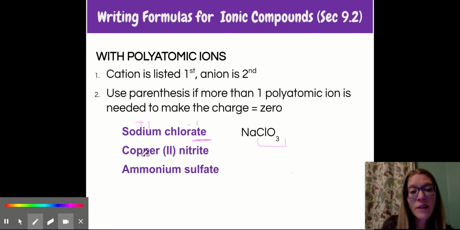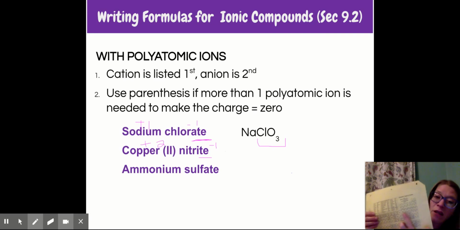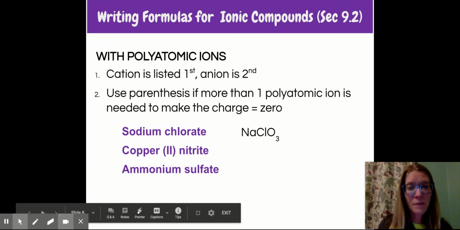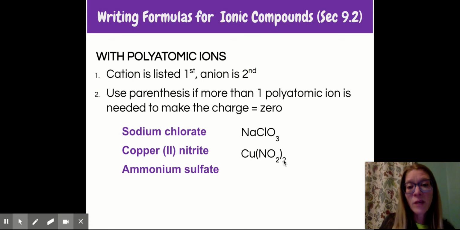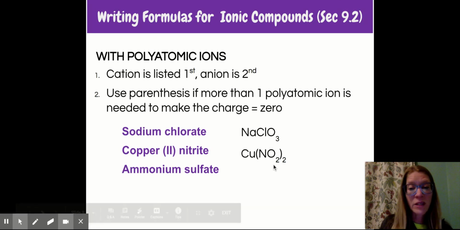All right, the next example, copper 2. That 2 means that copper has a +2 charge. Nitrite, so ITE, again, we know is a polyatomic ion. So if we look on here, we can find nitrite is -1. So due to the charges, we know that we need a total of 2 nitrites. So since we need more than one polyatomic, we have to use parentheses. So our formula would be Cu, parentheses, NO2 for nitrite, and then 2 after it.